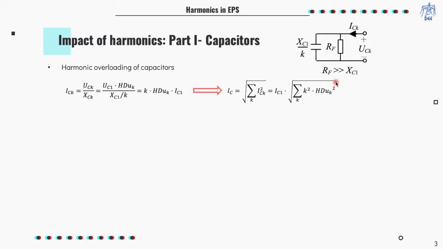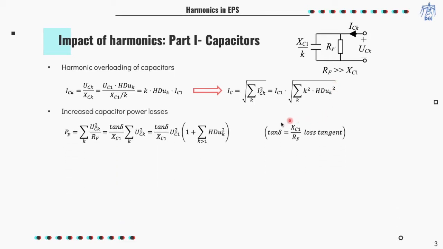Harmonics can also produce an increase of capacitor power losses. The equivalent circuit of a capacitor has a resistance of high value connected in parallel with the capacitor. The losses in this resistance are the sum of the harmonic voltages squared divided by the resistance.